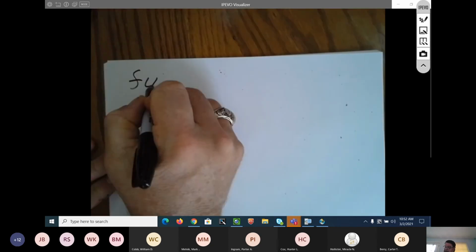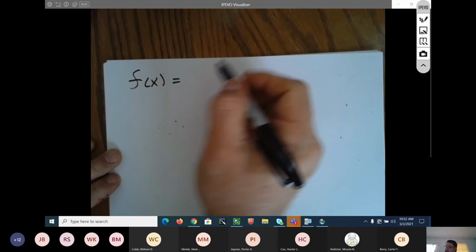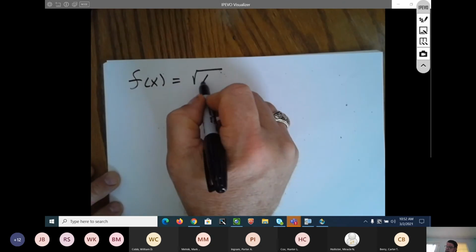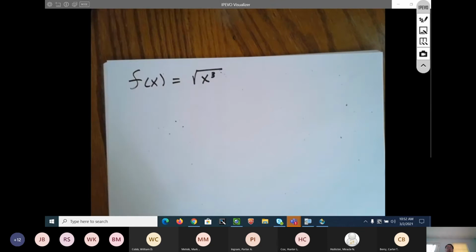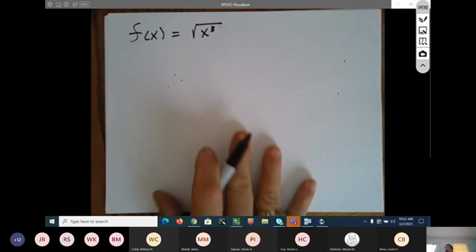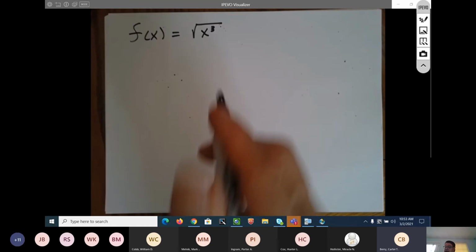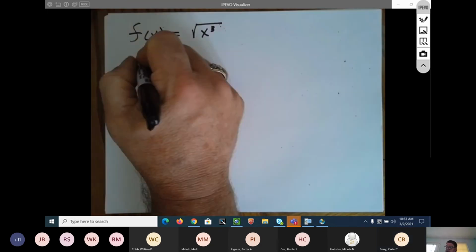F of x is equal to the square root of x to the 3rd power. Anybody got any ideas on how to do that one? It would just be x to the square root, right? Because that would be x to the 3/2 once you change it to exponential form. So yes, you got the right idea.